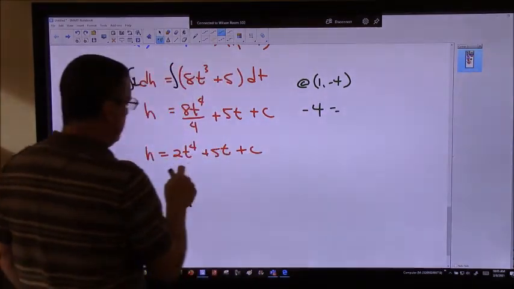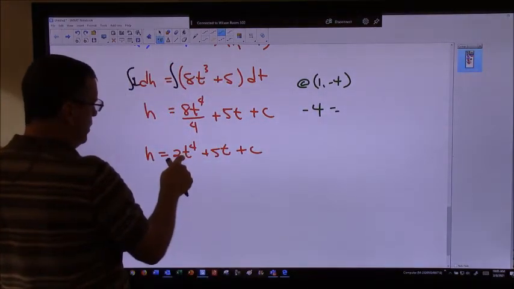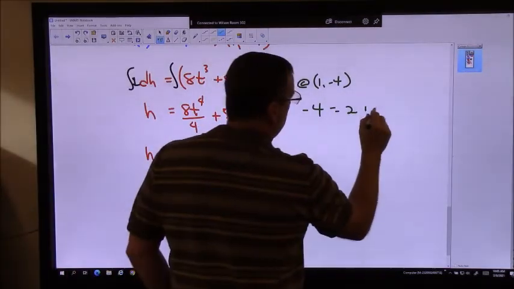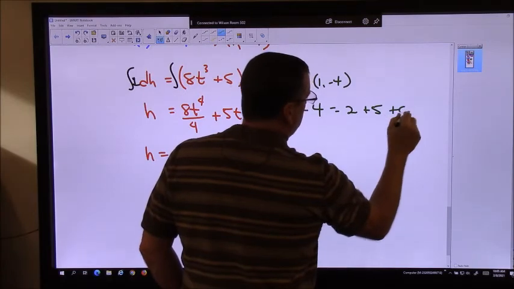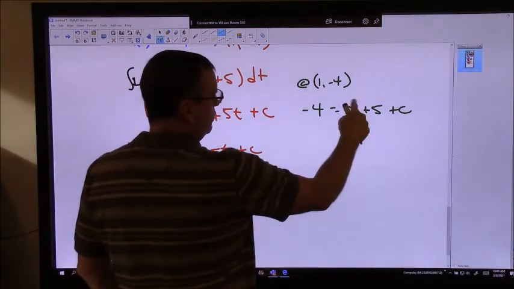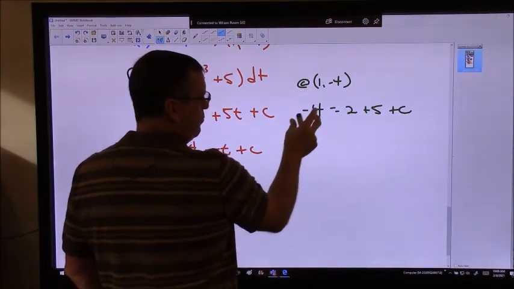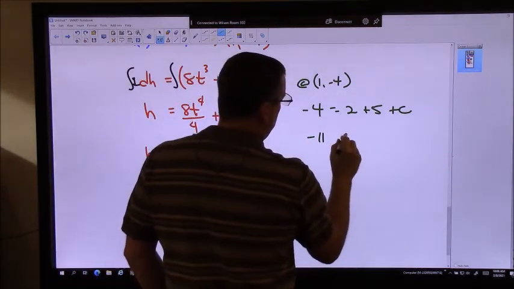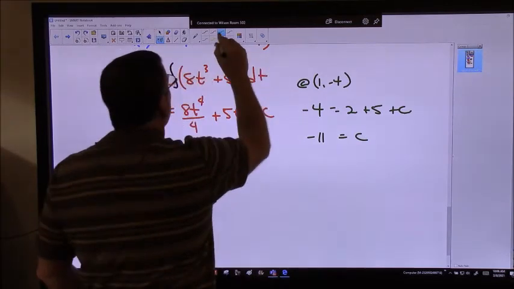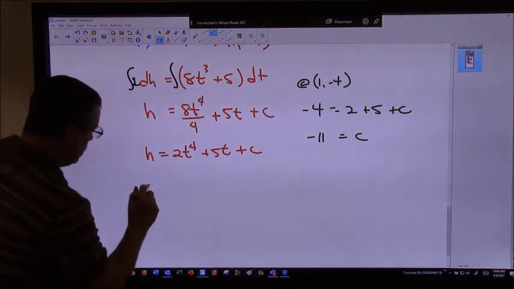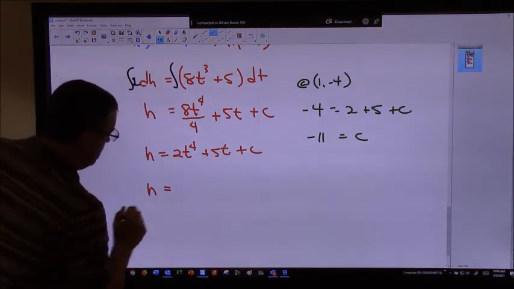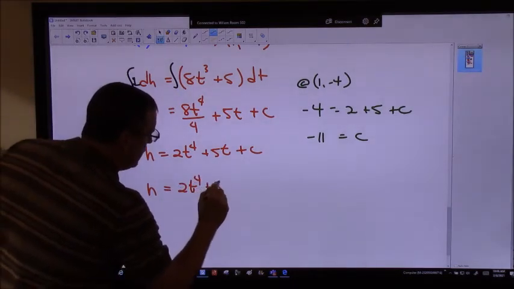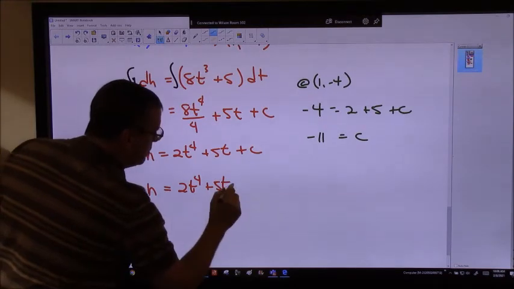And that equals, if I put a 1 in here, 1 to the fourth is 1, times 2, that's just 2, plus 5 times 1, plus c. So that adds up to 7. It's a positive 7. If I move it over, I got to do the opposite and subtract 7. So I'm going to get a negative 11 equals c. So our solution is this. h equals 2t to the fourth power plus 5t minus 11.